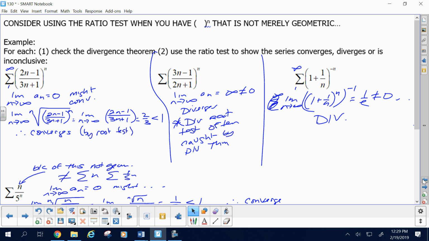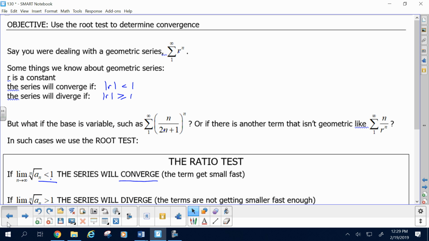Can I call it the ratio? Ratio. Oh, shoot. My notes are mislabeled. That box is called the root test. Shucks. Sorry.